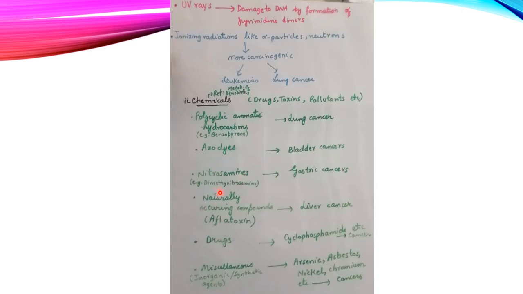Nitrosamines, for example dimethylnitrosamine, are associated with gastric cancer. Then aflatoxin, for example aflatoxin B1, which is found in mushrooms, is a naturally occurring compound that may induce liver cancer. Certain drugs, for example cyclophosphamide and many others, may also result in different types of cancer. And then there are some inorganic or synthetic agents, for example arsenic, asbestos, nickel, chromium, and many other metals, which can also result in cancer development.